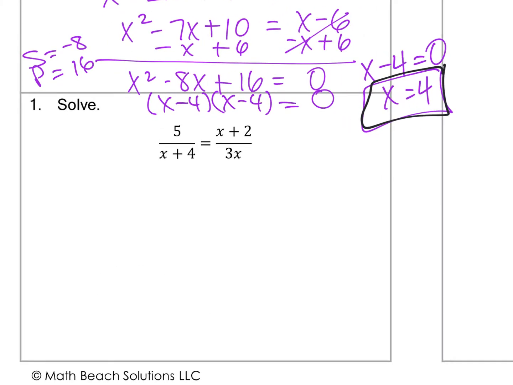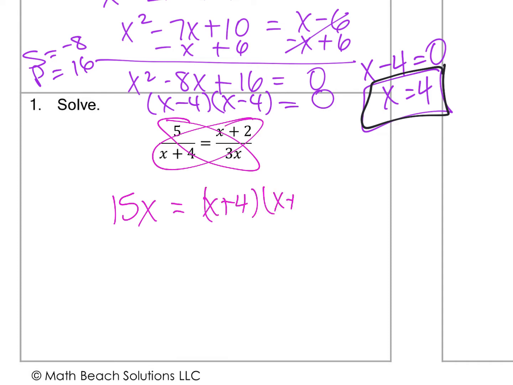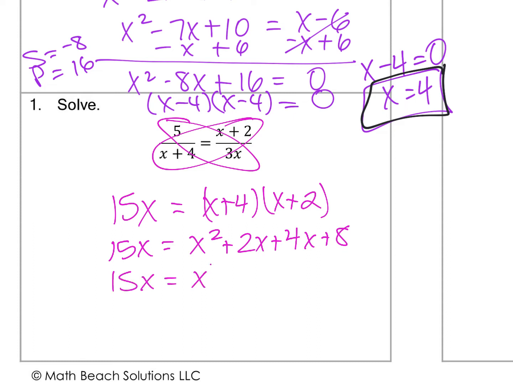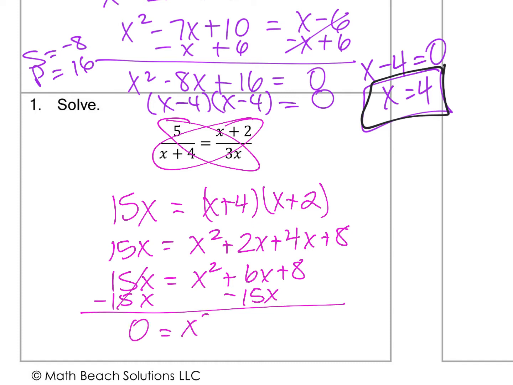Okay, so looking at the next one, notice we have one fraction on the left, one fraction on the right. So we can solve by cross-multiplying. That's 15x. I need to use FOIL, so if you want to go ahead and use FOIL or write it down. So that's x squared plus 2x plus 4x plus 8. It's also a quadratic equation, so I'm going to combine my like terms and then set it equal to 0. You could also use the quadratic formula. You could graph it, find your x-intercepts, whatever way you want to use.